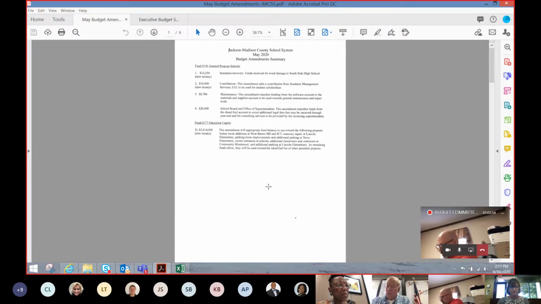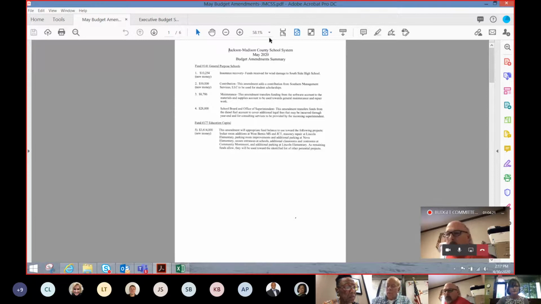We probably will be presenting another budget amendment in June to add additional funding for legal fees. There have been some recent investigations that have come up that we may need to cover. So we'll look at that and probably present another amendment in June.